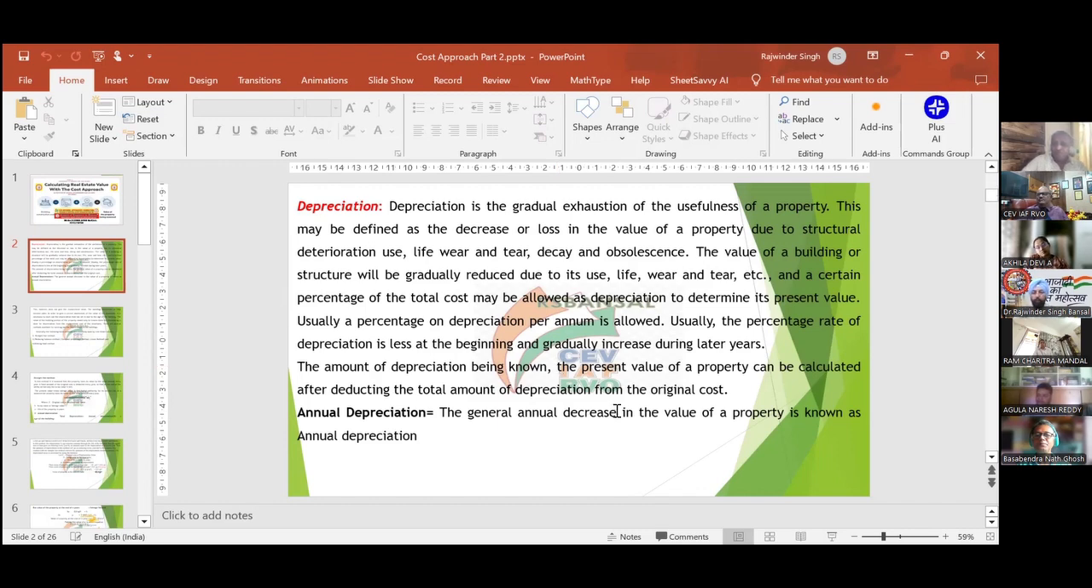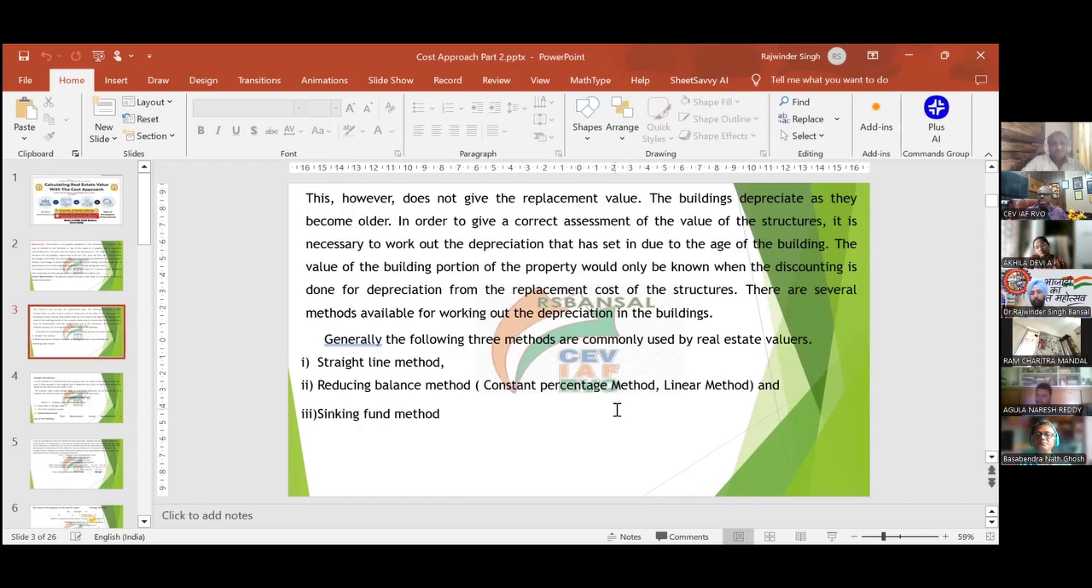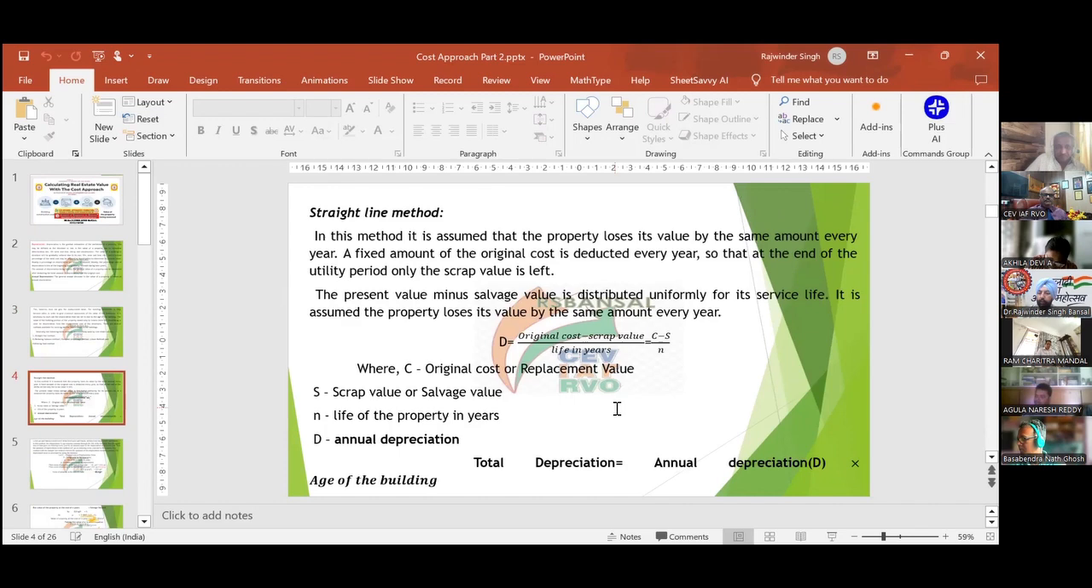So I think depreciation is clear to you. What is depreciation? So now we will discuss about the different methods of depreciation. Though there are many methods of depreciation, we will discuss about the three main methods. One is straight line method. Second one is reducing balance method, which is also called constant percentage method or linear method. And the third one is sinking fund method. So first is straight line method.